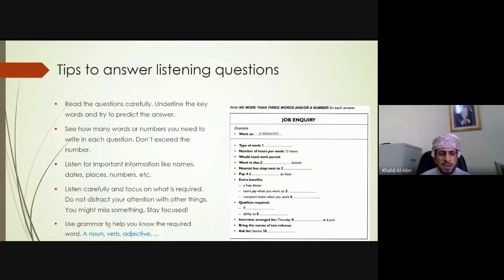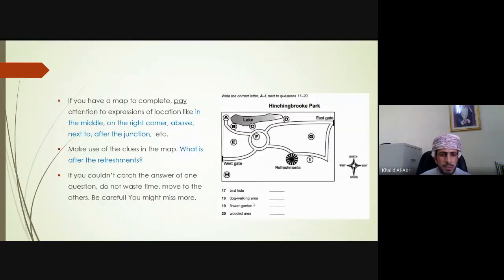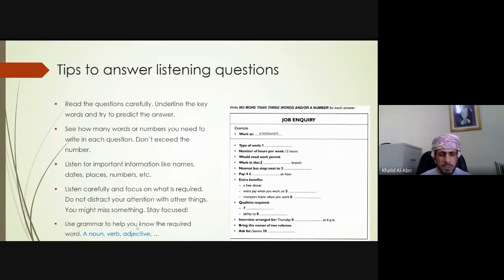You can use the grammar. So you can use grammar to help you know the required word. Is it a noun, a verb, adjective, etc.? So if you look at the gaps here, for example, here maybe number 3, it is what? It's noun. So here I have to pick a noun. I have to listen to a noun, not a verb or adjective or adverb, etc. So here we have some tips.